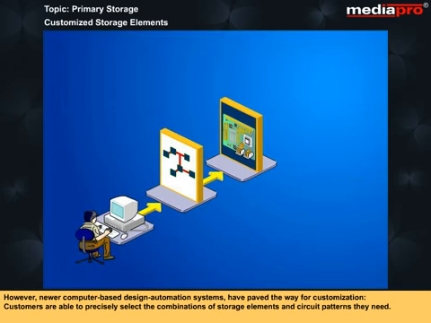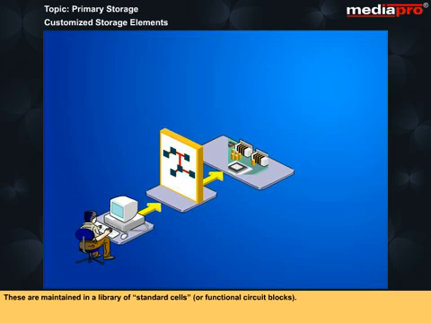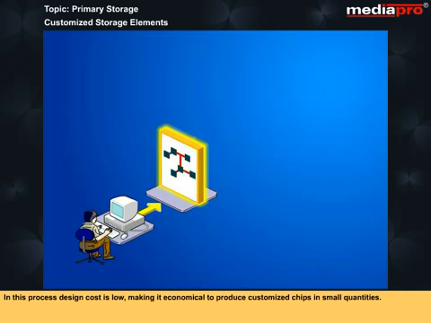However, newer computer-based design automation systems have paved the way for customization. Customers are able to precisely select the combinations of storage elements and circuit patterns they need. These are maintained in a library of standard cells or functional circuit blocks. In this process, design cost is low, making it economical to produce customized chips in small quantities.